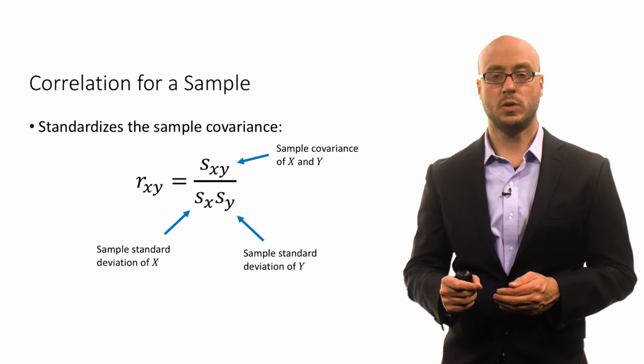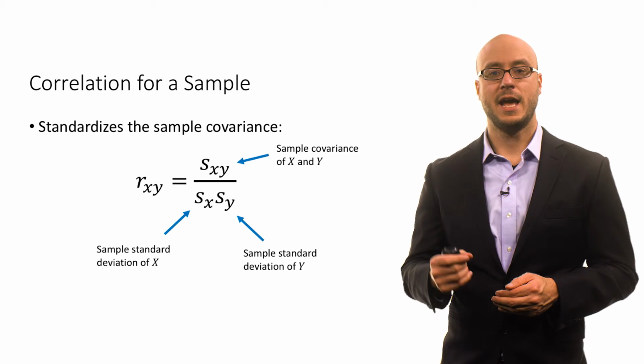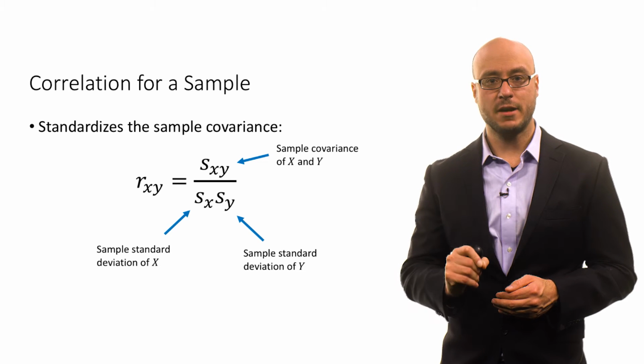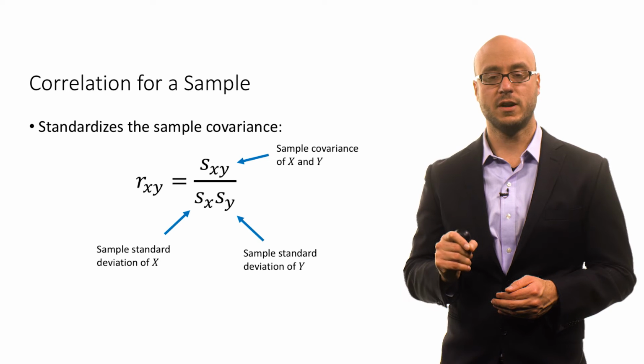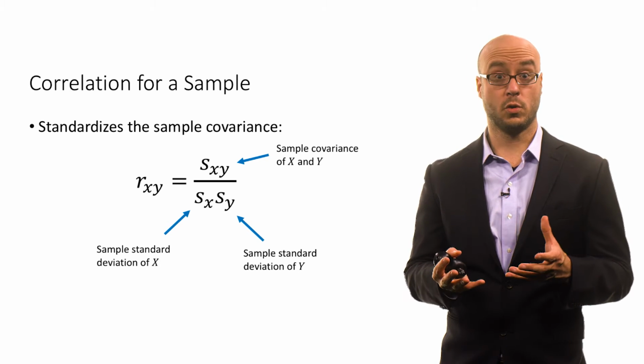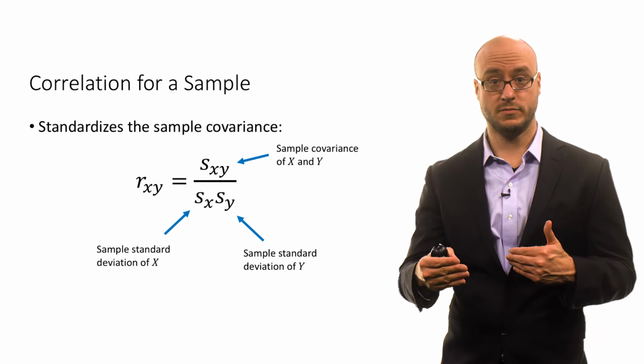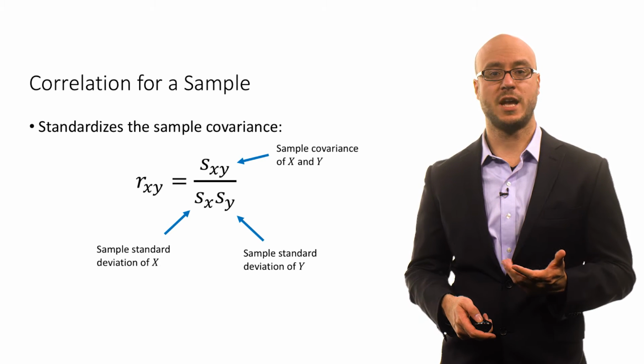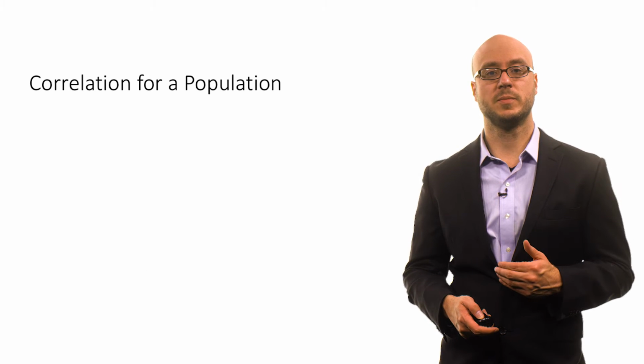The units of x and y cancel out, and by standardizing by the sample standard deviation of the two variables, we restrict the range of correlation to -1 and +1. And we denote correlation for a sample with lowercase r subscript x, y.